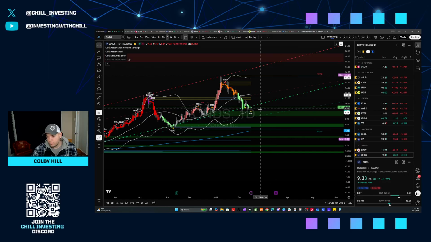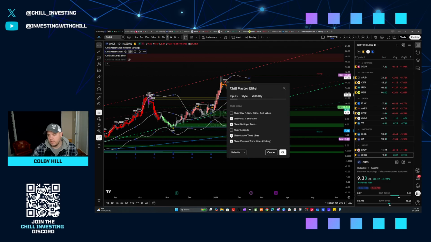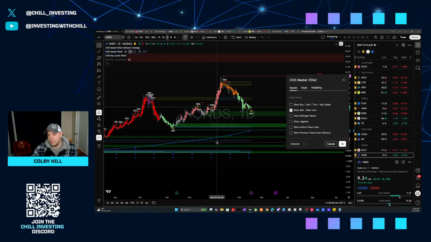Okay. So right here, I see the supports. I see the smart money. I see the Bollinger Bands. If you don't want to see the Bollinger Bands, go ahead and hide those. Just go here. If you don't want to see the trend lines, go ahead and close off the trend lines. Okay, if you don't want to see our bull bear line, meaning if the stock is above this, we are bullish. If the stock is below it, we are bearish. So you can hide that.